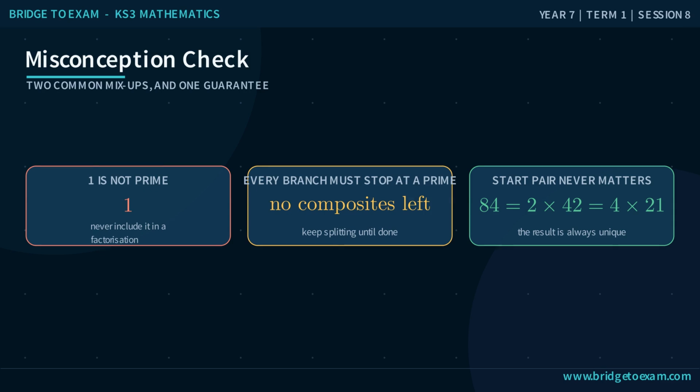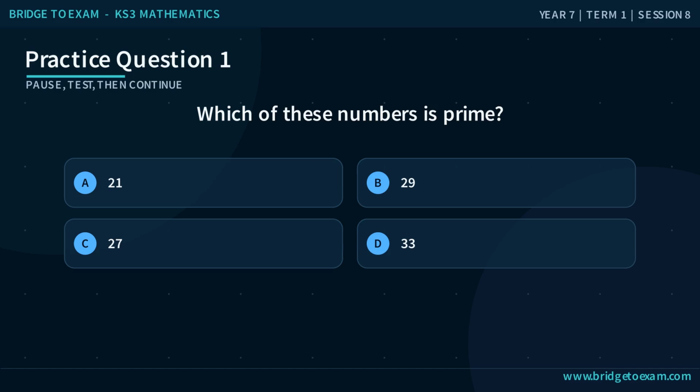is always unique. Practice question 1. Which of these numbers is prime? Option A is 21. Option B is 29. Option C is 27. Option D is 33. Pause the video now and test each option for factors other than 1 and itself.